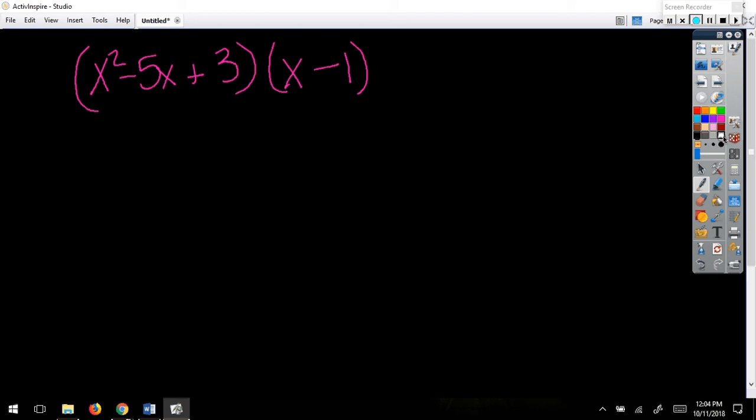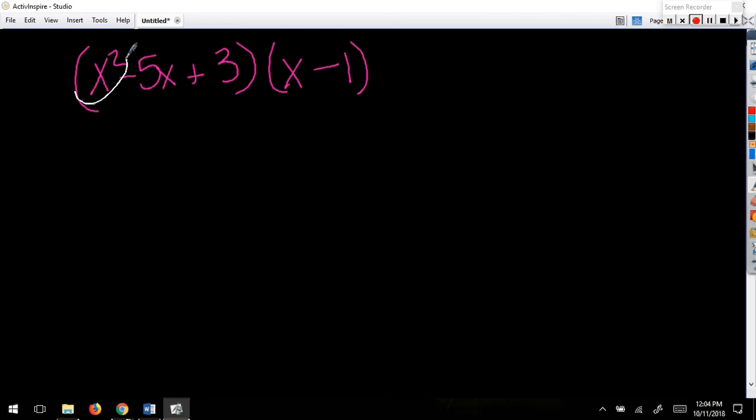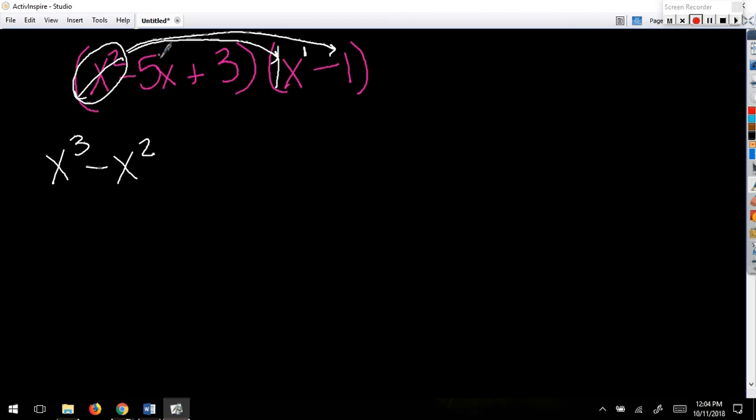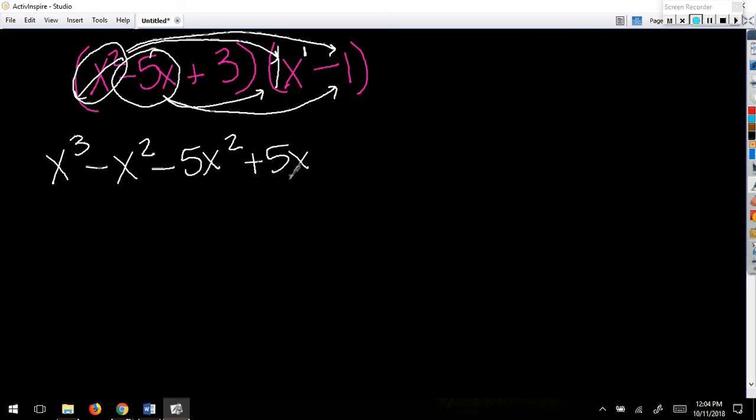I hope you've worked this one out now. So let's just do it together. X squared times x would give you x to the third. Again, there's a 1 here and a 1 here. X squared times negative 1 is negative x squared. Done with that, let's move on to negative 5x times x would be negative 5x squared. Negative 5x times negative 1 would be positive 5x. Done with that one.